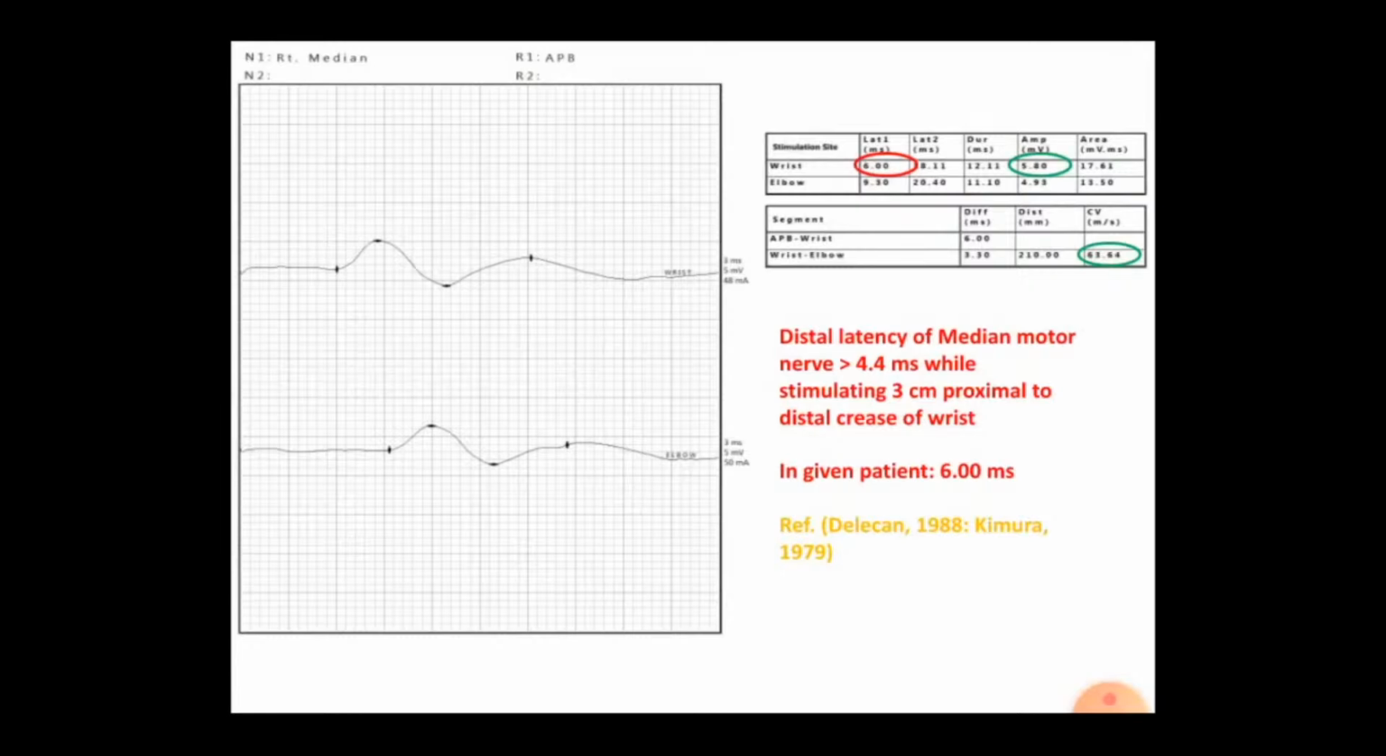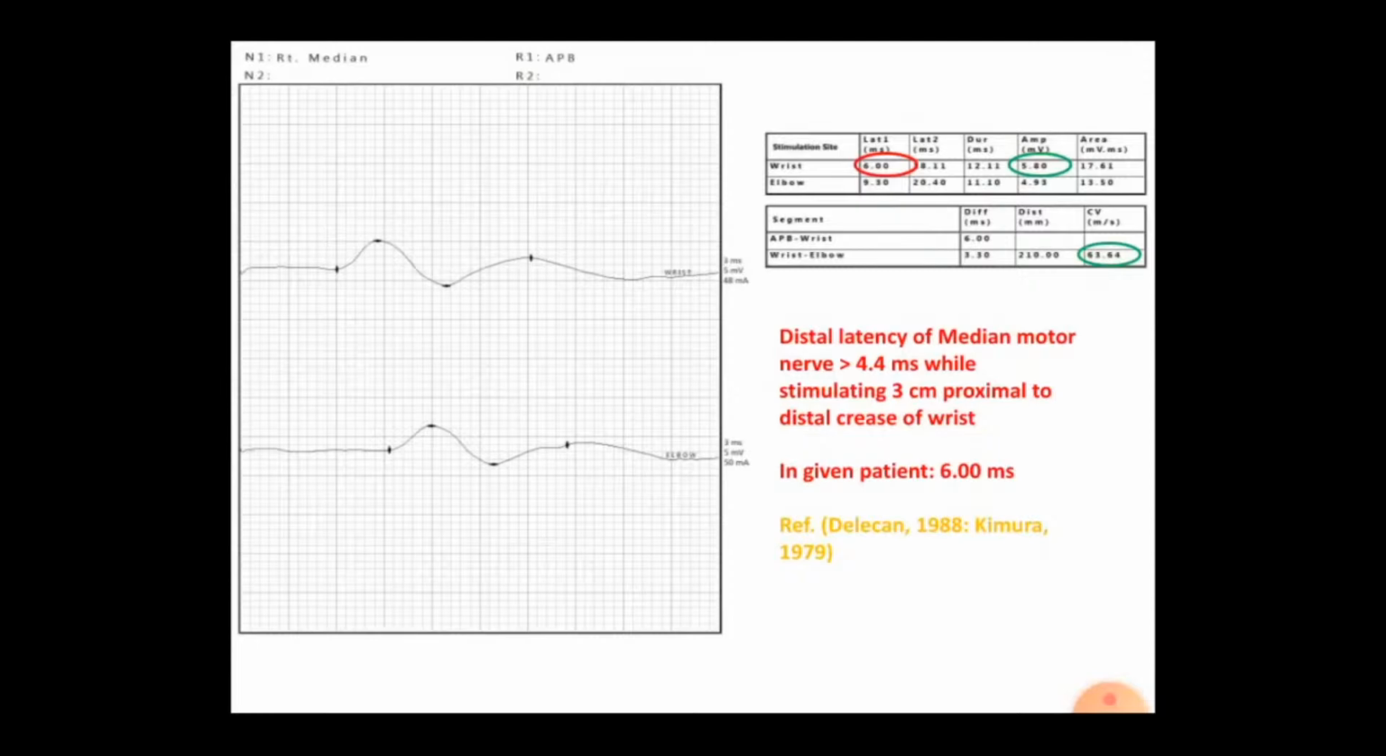As per the formula of MNCV, it is the distance between two stimulating points. So when we calculate this distance between two stimulating points, it is pure now, and that will be 3 centimeter proximal to the wrist. So that is also 3 centimeter proximal to compression. So definitely now conduction velocity and amplitude will be normal.